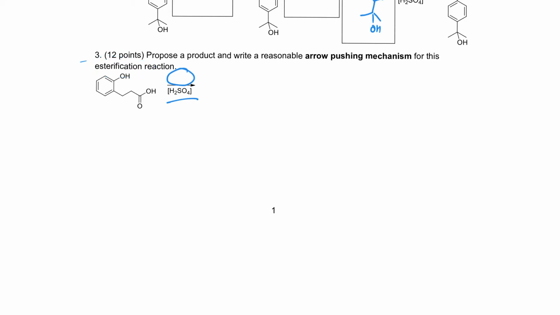So what we have to do is recognize that we've got an alcohol in the starting material, we've got a carboxylic acid in the starting material. Mix those together and you get a Fischer esterification. So we can protonate. This is just a Fischer esterification.